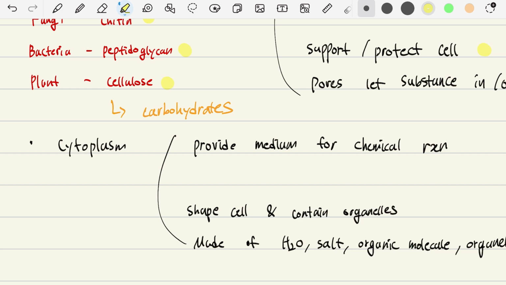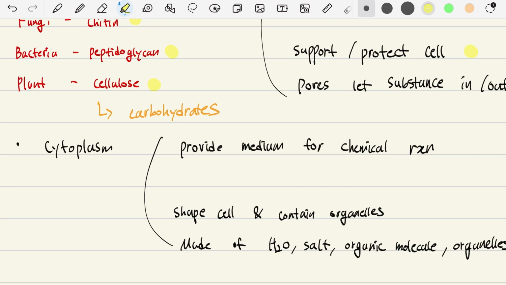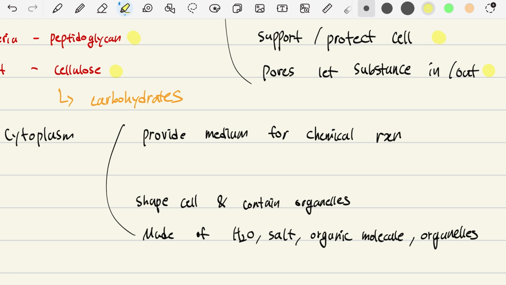The next one will be the cytoplasm. Cytoplasm provides a medium for chemical reactions, which we also call metabolism, and it provides the shape to the cell, and it contains organelles inside it. They are usually made of H2O, salt, organic molecules, and other organelles.